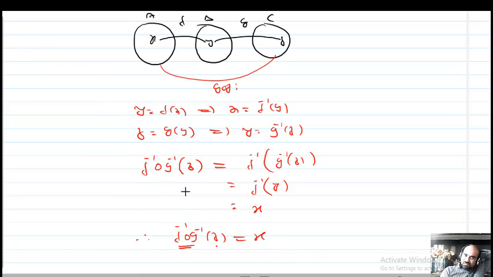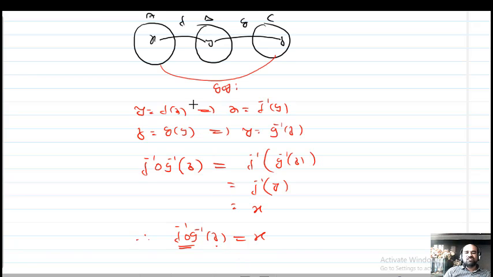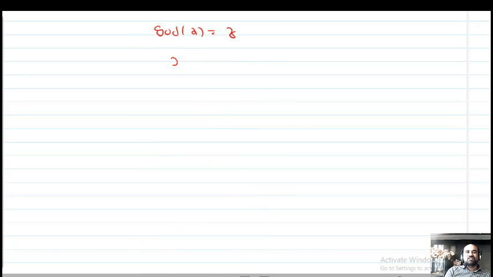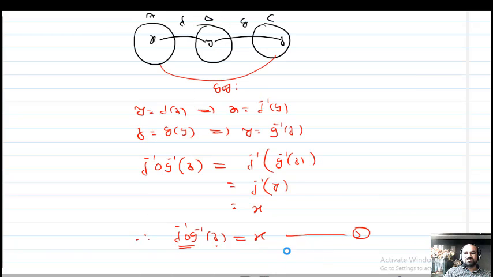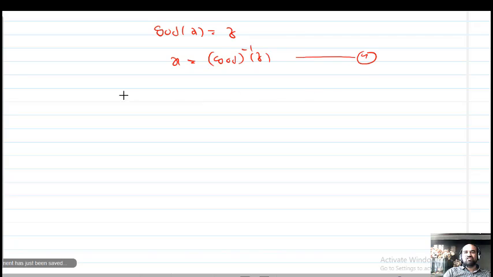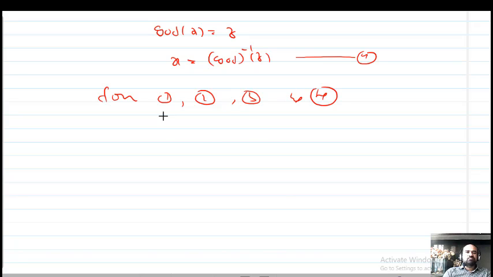Yeah, students. G circle F of X, what is it actually? G circle F of X equals Z only, no? Here, directly. What is the meaning of that? What is X here? G circle F inverse of Z, I can write now. So this is 2, this is 3, I can say this is 4, from 1, 2, 3 and 4.